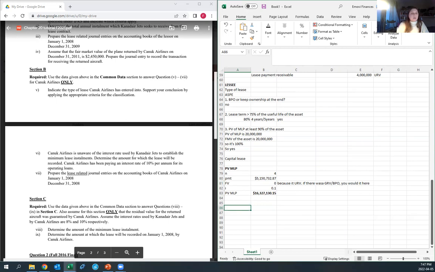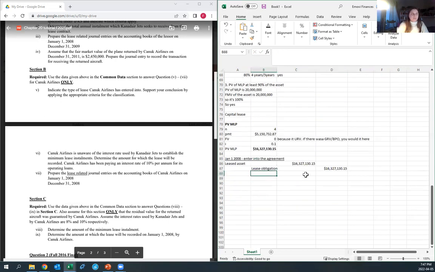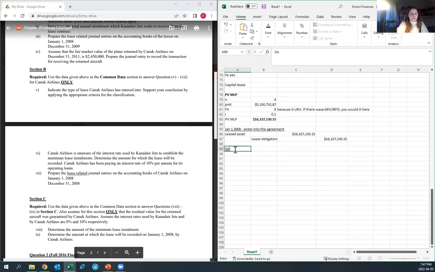Then we're going to do the journal entries for January 1st, 2008, and for December 31st, 2008. On January 1st, 2008, they entered into the agreement. So what they gain is a leased asset for the present value of their MLP, and they also have a lease obligation of the same amount. On December 31st, 2008, they're paying what they owe, so they're paying their lease payment and executory costs.